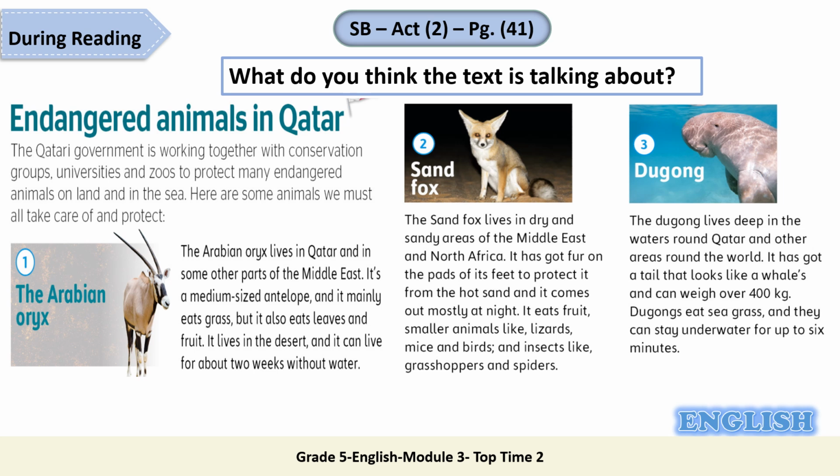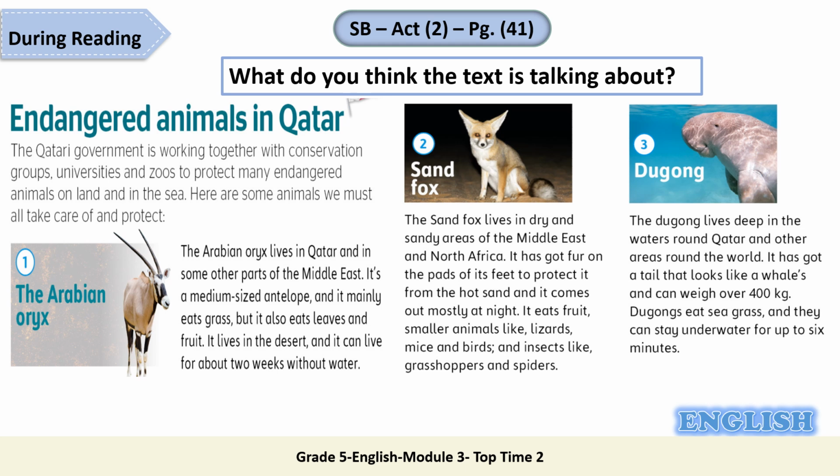Endangered animals in Qatar. The Qatari government is working together with conservation groups, universities and zoos to protect many endangered animals on land and in the sea. Here are some animals we must all take care of and protect. 1. The Arabian oryx. The Arabian oryx lives in Qatar and in some other parts of the Middle East. It's a medium-sized antelope, and it mainly eats grass, but it also eats leaves and fruit. It lives in the desert, and it can live for about 2 weeks without water.